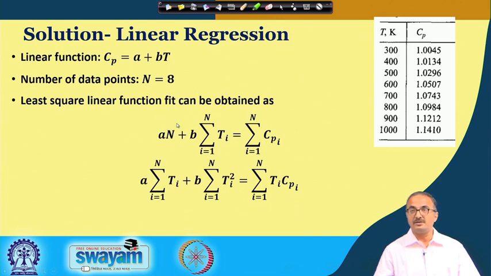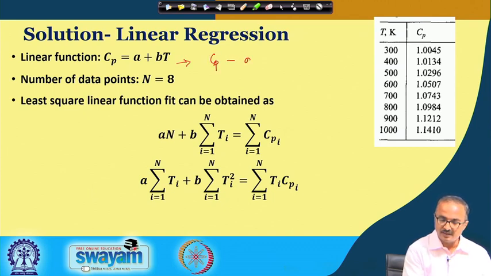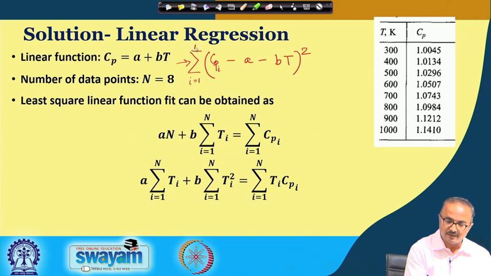Now I will give you a hint about how we get these expressions. It is very simple. From this expression, Cp minus A minus Bt is the error, and you square it and take a sum, from i equal to 1 to n.